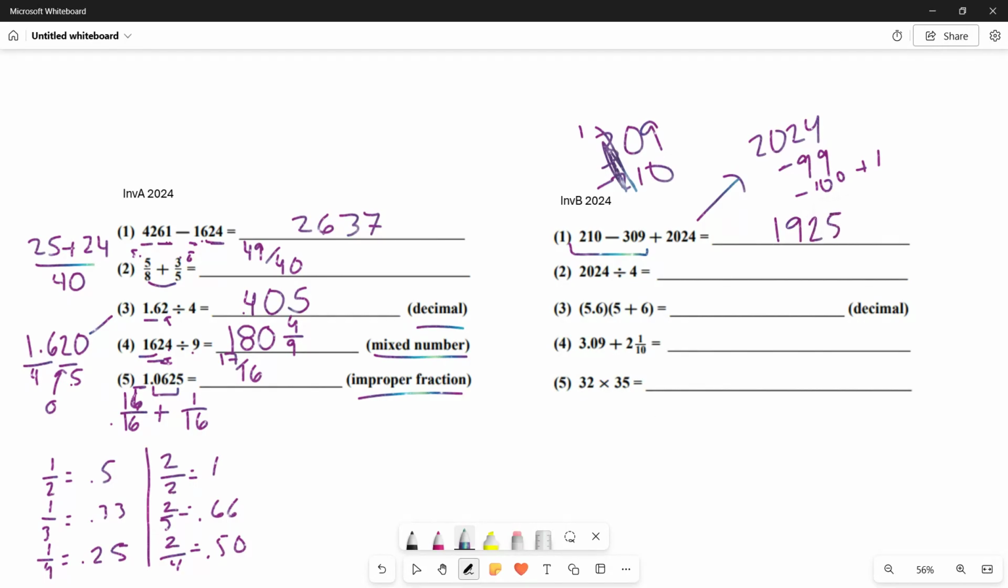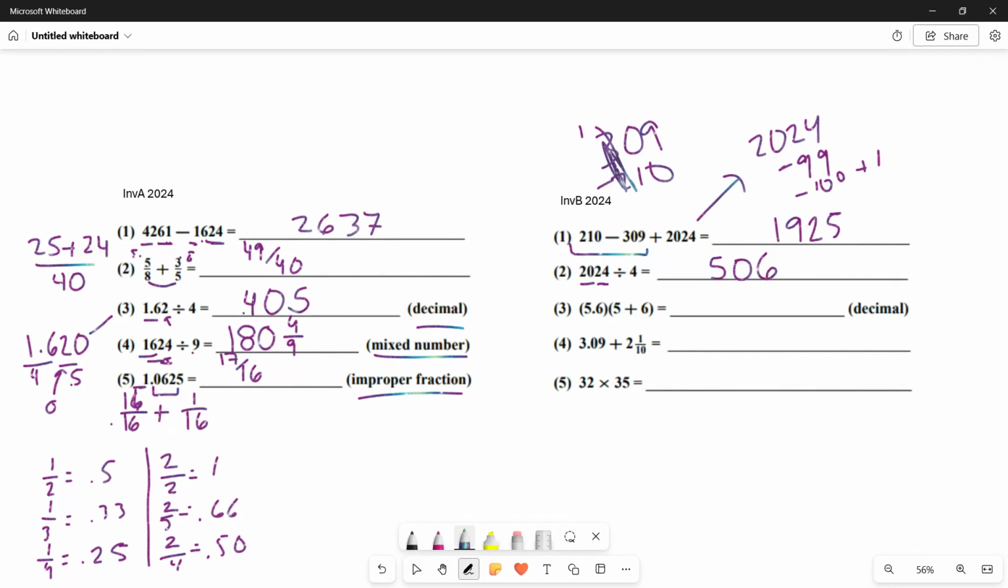Okay, number 2, 2024 divided by 4. Again, I do it in chunks when I divide. 20 divided by 4 is 5, and then 24 divided by 4 is 6. I know that, but remember you go in chunks, so you need to have that placeholder. So it's going to be 506, not 56.